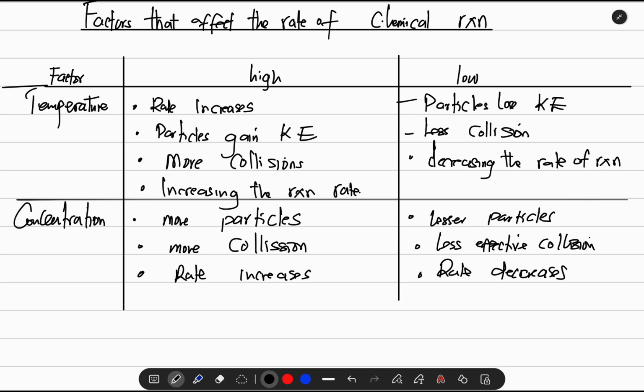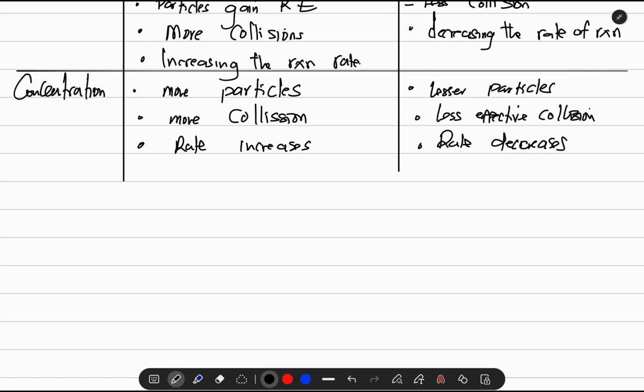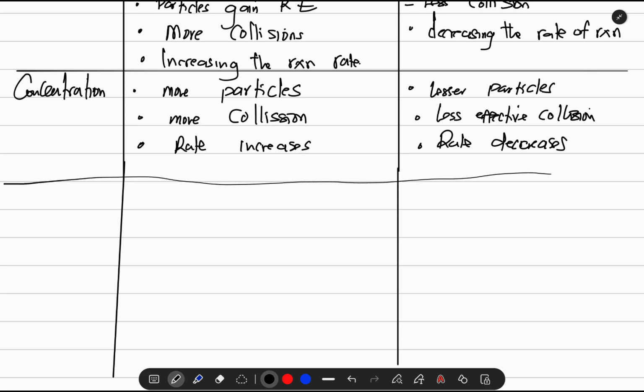Have you seen how I'm explaining? There are three points on each part. I'm not just saying increases or decreases. Next is the surface area.